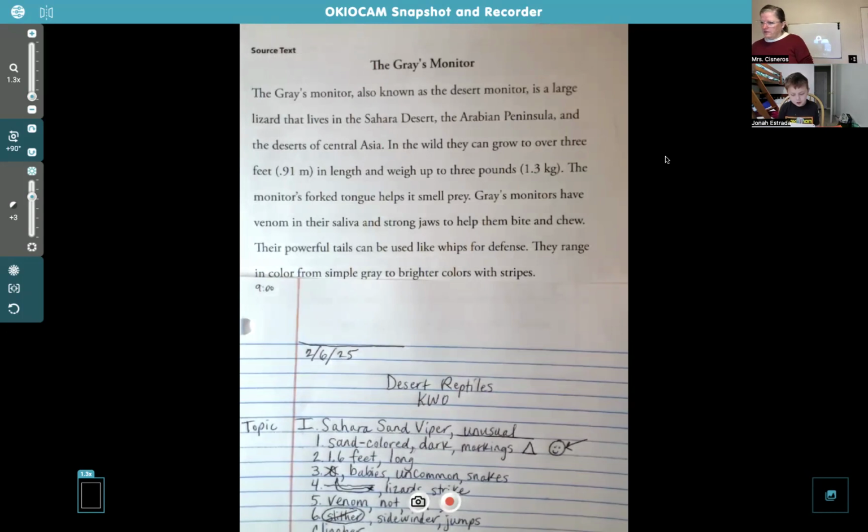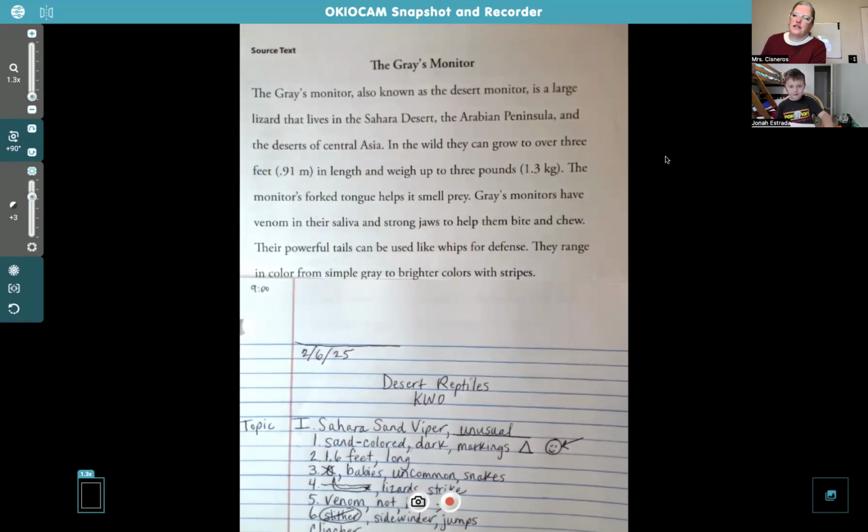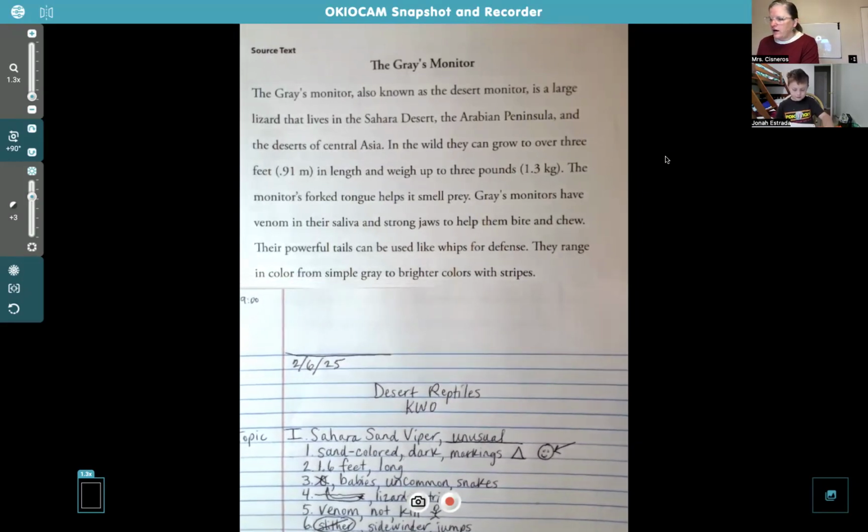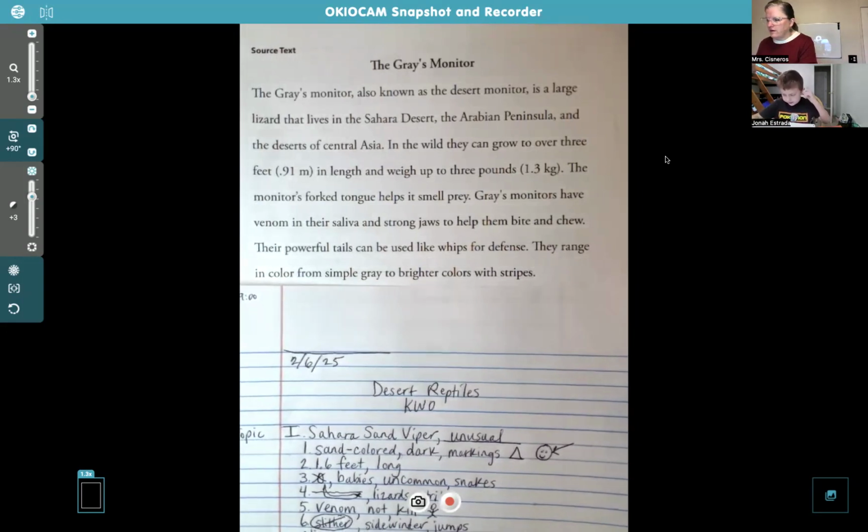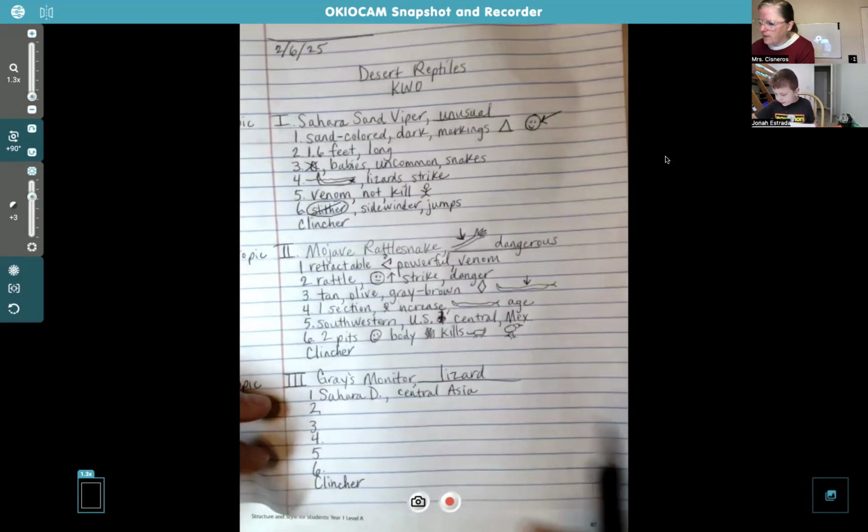Oh wait, my number 12 is that strong jaws to help them bite and chew. Yes, and maybe that part about how they have venom in their saliva. I don't know if we can fit that though, huh? Noah, Olivia, if you were here, this would be real hard. I know. What if we did? I like that though. I feel like we should say venom and saliva, and then we can draw a mouth and put the word strong. How about that? I'm going to help you with this one.